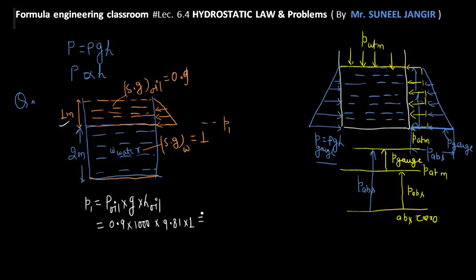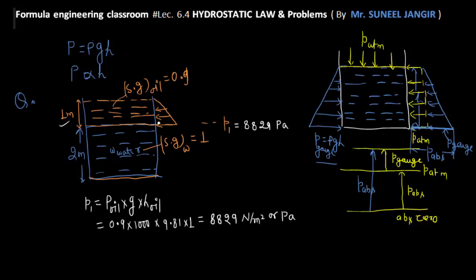So let me calculate this value. This is 0.9 into 1000 into 9.81 into 1. So this value is 8829 Newton per meter square, because this is pressure, or we can write Pascal. So this pressure intensity is 8829 Pascal.